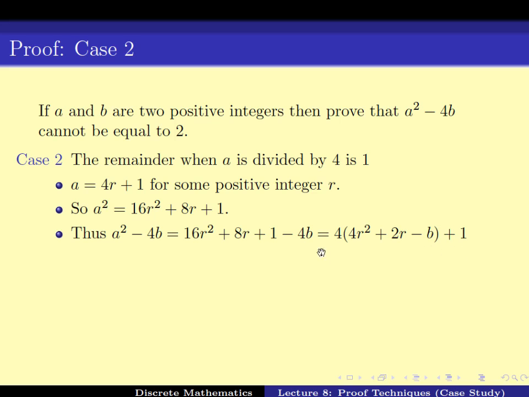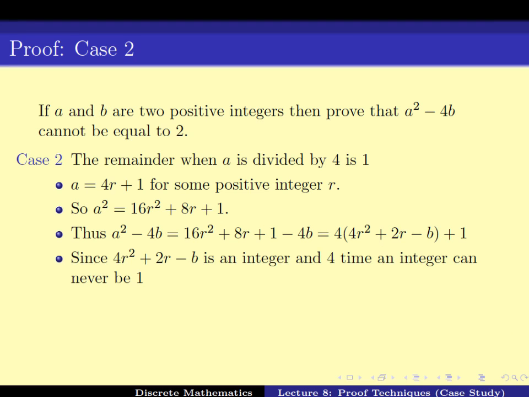Now you can already see that this is 4 times a number plus 1. So this is an odd number. This is not an even number, because 4 times a number is even, and plus 1 is odd. Thus, this number can never be 2. Another way of saying it is that 4 times this number can never be 1. And so we have that A square minus 4B cannot be equal to 2 even in this case.